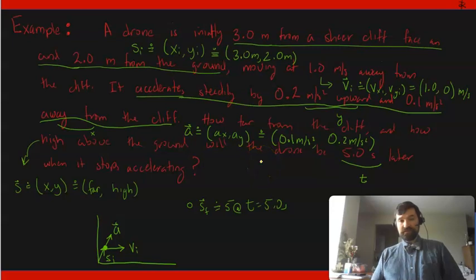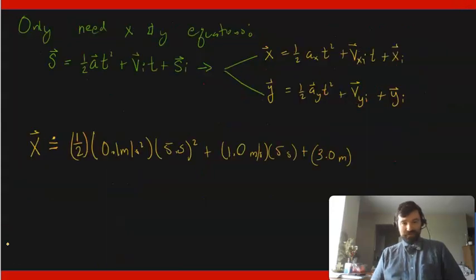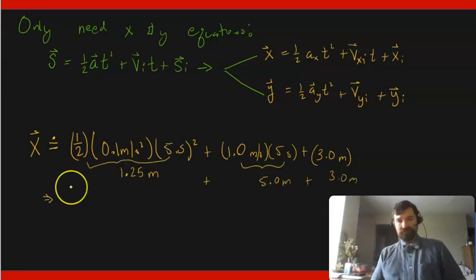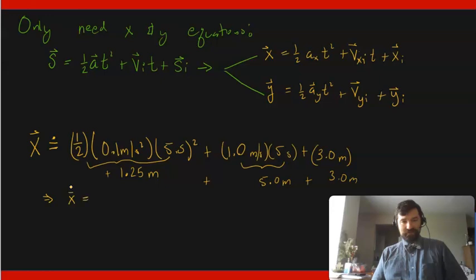Alright, so to get the x part, I basically need the x initial of 3 meters. I need the v initial x of 1 meter per second. I need the ax of 0.1 meters per second squared, and I need the 5 seconds. And so I put all those things into my equation, and it basically looks like this. And so then I just solve. So in some sense, I have 3 terms that I just need to add to each other. I end up with x final is 9.25 meters. I'm not really paying attention to significant figures here.